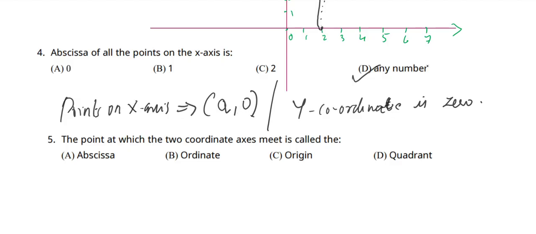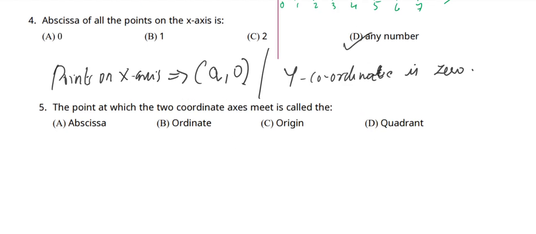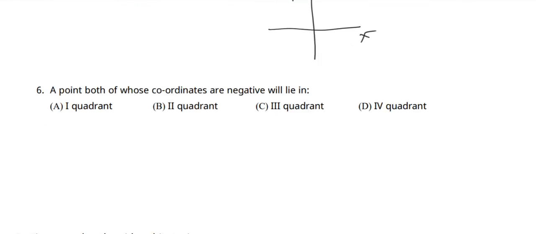So any number is the correct answer. Option D is the correct answer. Next, the point at which the two coordinate axes meet is called the origin. Both the coordinate axes meet at the origin. So option C is the correct answer.